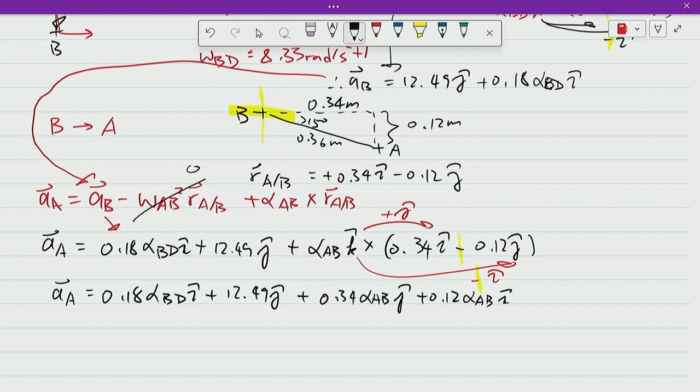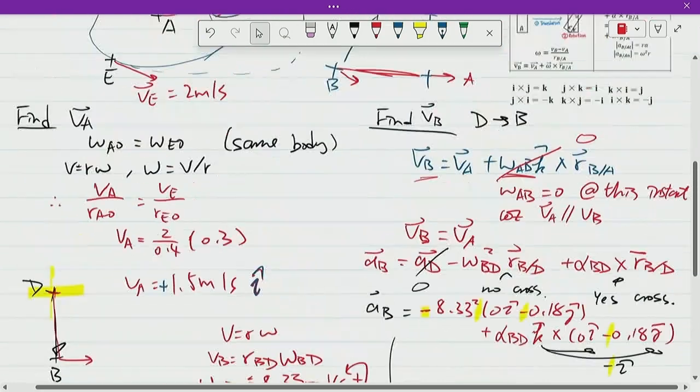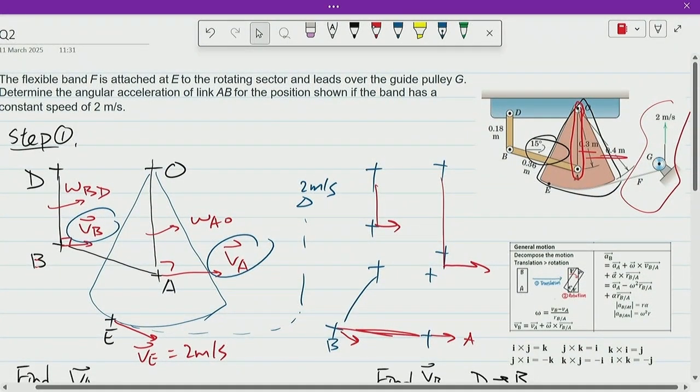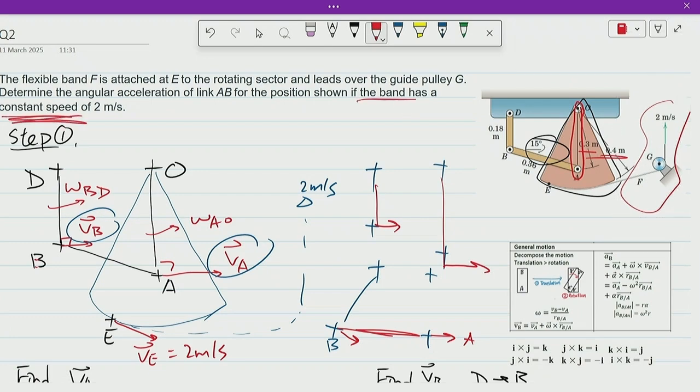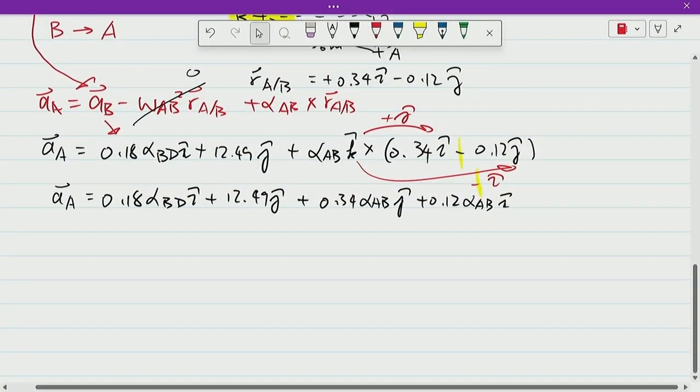So it seems like we're stuck again. We have one equation, but we have both alpha BD and alpha AB. And we also don't know AA, but the question actually gave us a hint. It mentioned that the band is being pulled at a constant speed. And as one of your classmates pointed out, that means the tangential acceleration is 0 at that moment.